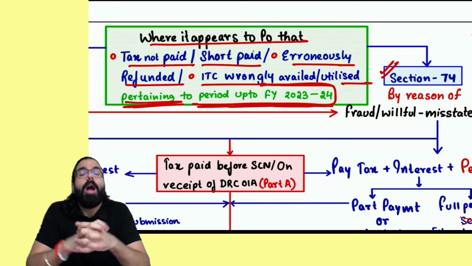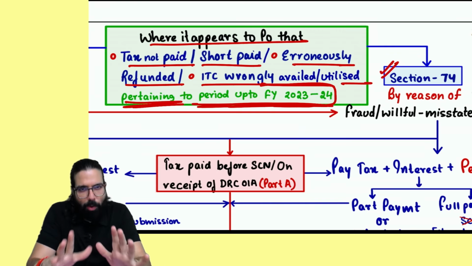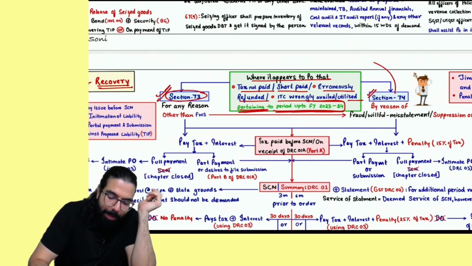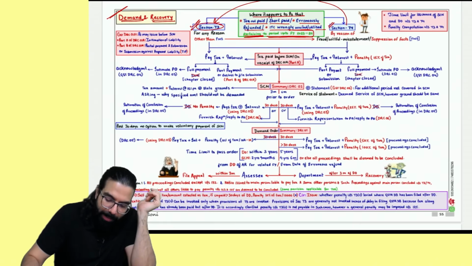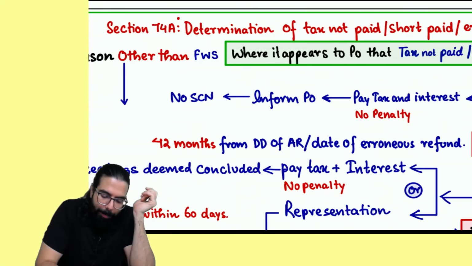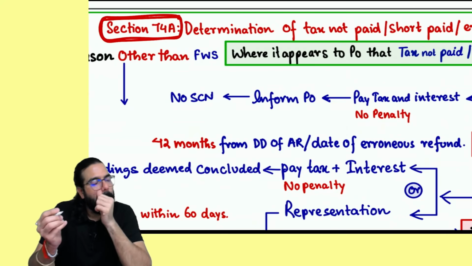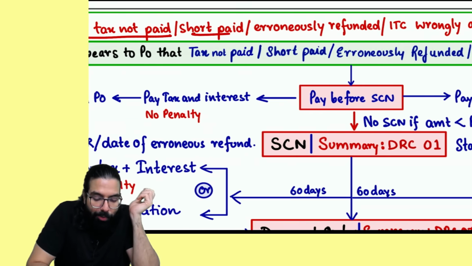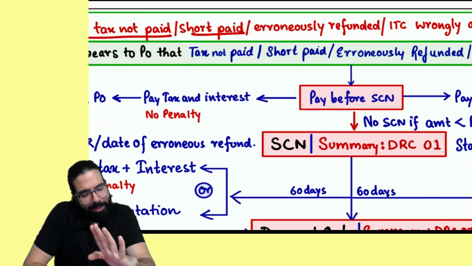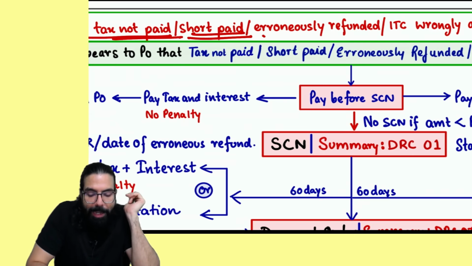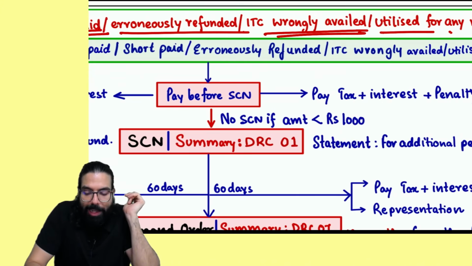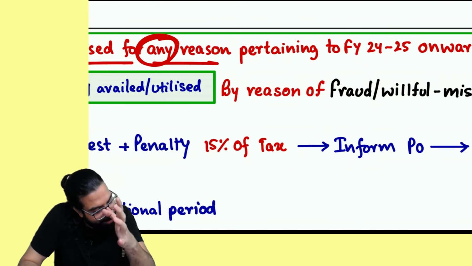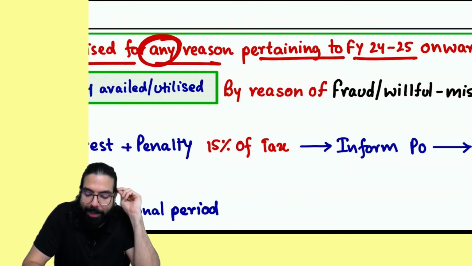number 74. After the year 2024, that is, 24-25 onwards, the government has merged these two sections and made one common section, which is called section number 74A. Over here, the government has introduced section number 74A. The first point it says, determination of tax not paid, short paid, nothing, everything is the same. Small changes, listen carefully. Tax not paid, short paid, erroneous refund, ITC wrongly availed or utilized for any reason, whether it is a fraud case or a non-fraud case, now section number 74A is applicable, pertaining to financial year 24-25 onwards.